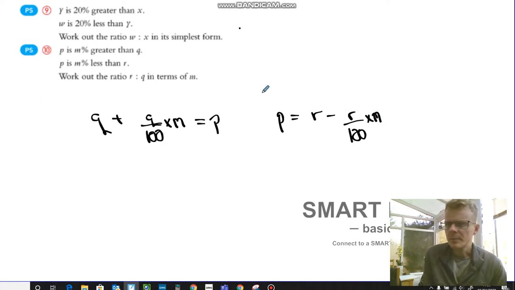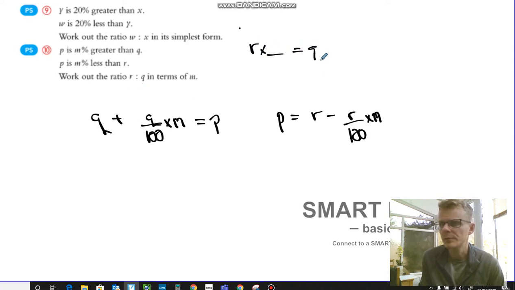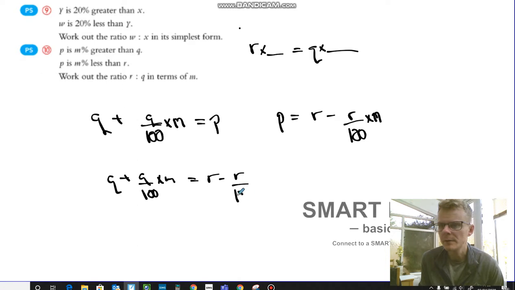So now we're going to do it slightly differently. We're going to miss out a step rather than playing around with the fractions that we've got here. Both these two things are equal to p, and eventually I want an equation with r times something equals q times something, and then I can write them as a ratio using the ideas that we had before. So they're both equal to p, so they're equal to each other. So we can say q plus q over 100 times m equals r minus r over 100 times m.